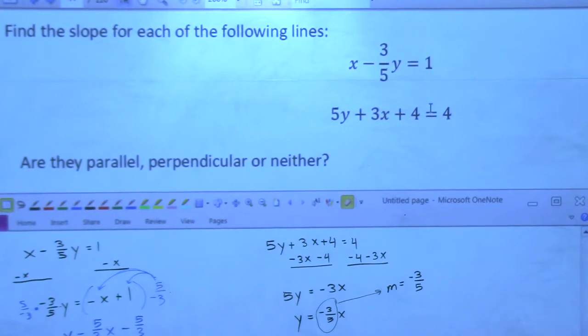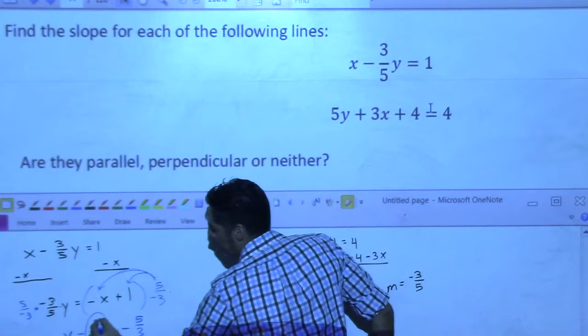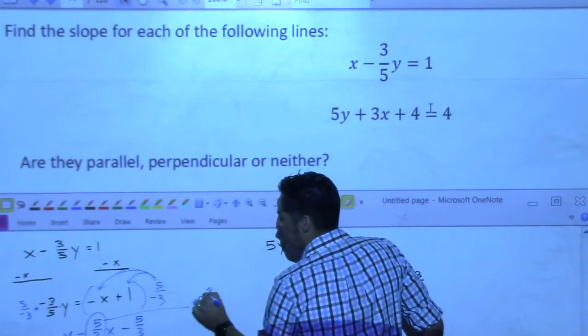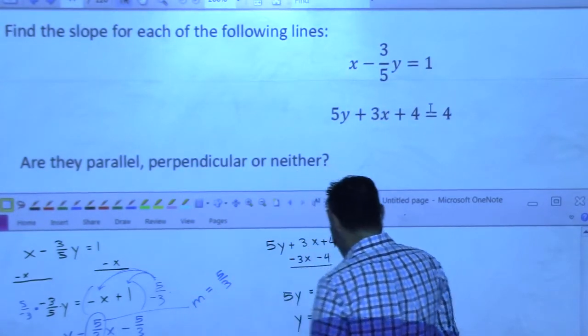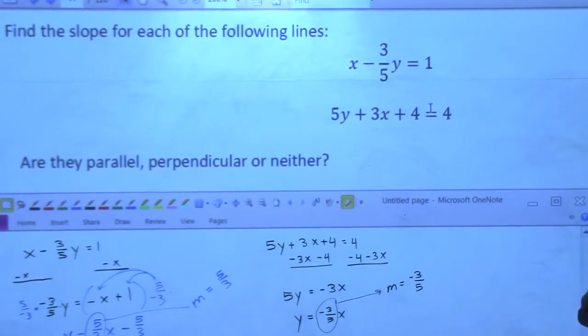So what's the slope of this line? Positive 5 over 3, right? So the slope of that line is positive 5 over 3. And the slope of this line is negative 3 over 5. Those are negative reciprocals. And so these two lines are perpendicular.